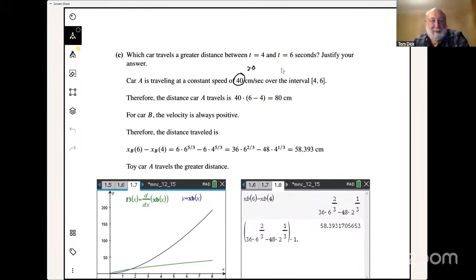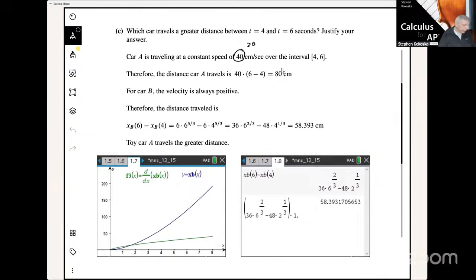Okay, good. All right, so part C here, this is a really cool problem, I think. Lots of neat questions in here. Which car travels the greater distance between t=4 and t=6 seconds? And justify your answer. So which travels the greater distance? So when I read that, I had to think a little bit about, well, the car could go forward for a while and then backwards for a while. I need the total distance traveled. That's the way that I interpreted that.